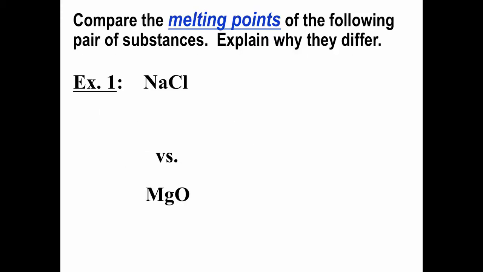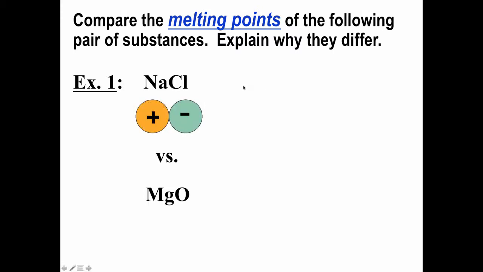Now let's start by considering two substances that are both ionic, sodium chloride and magnesium oxide, and let's compare their melting points and explain why they differ. And note, these are not actually intermolecular forces, but this is a way to kind of get at some of the concepts by way of introduction.